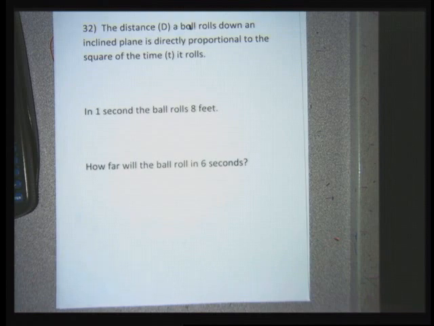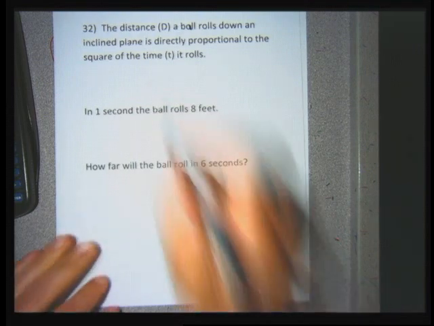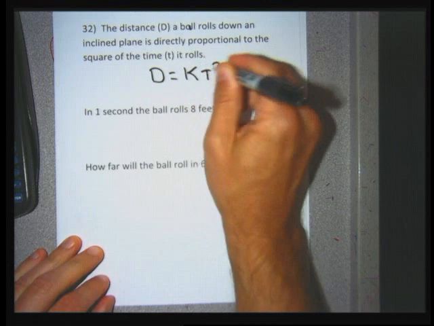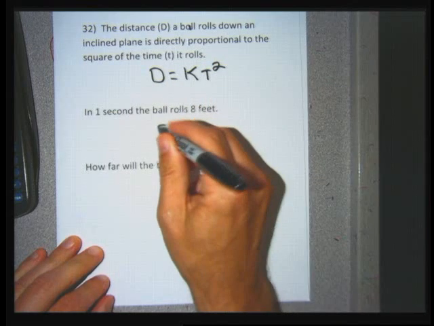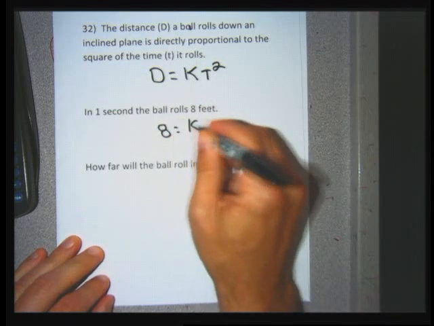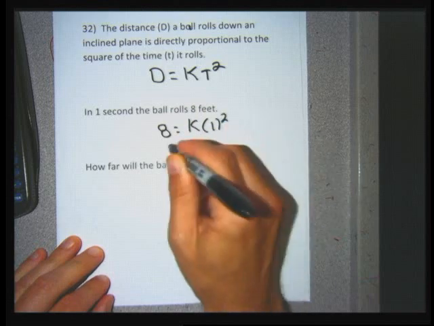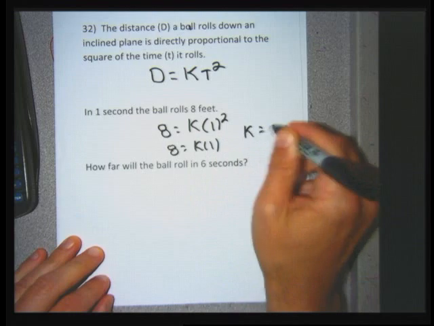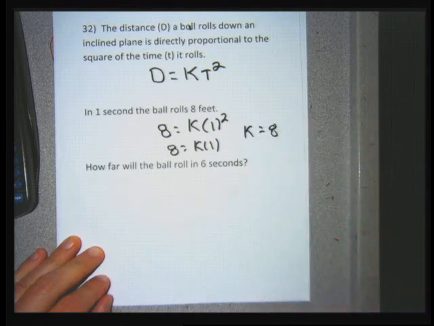32 has the same first sentence and the same second sentence, so the beginning's going to be the same. The equation I need is d equals k times t squared. I plug in 8 for the distance. I plug in 1 for the time. And I get the sum 8 equals k times 1. So k is 8. The only difference between 31 and 32 is the very last sentence.